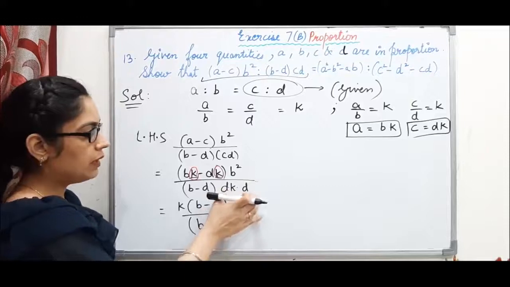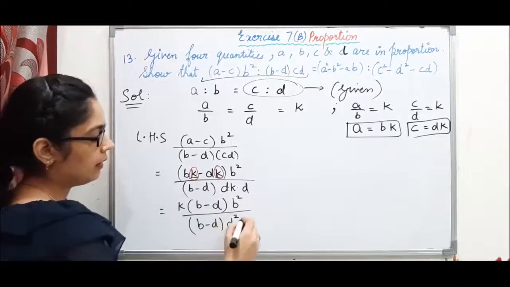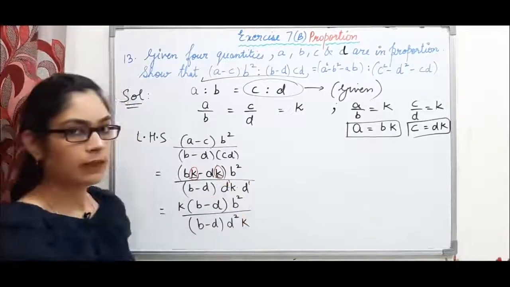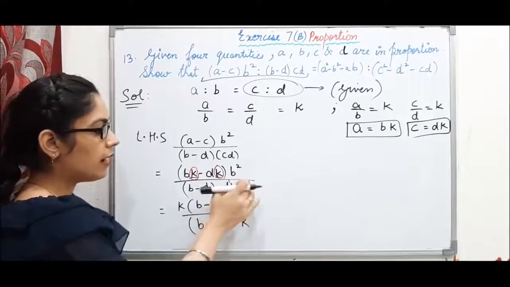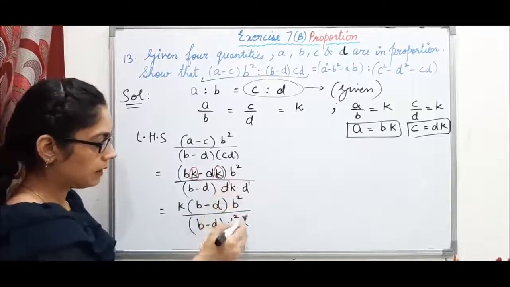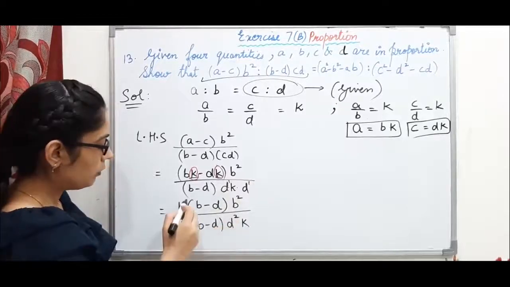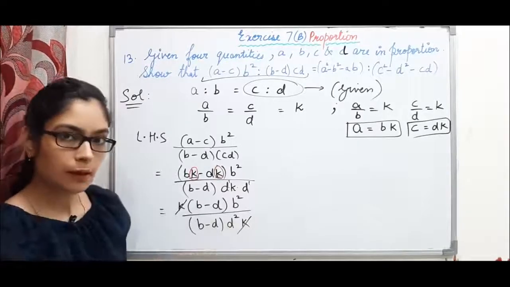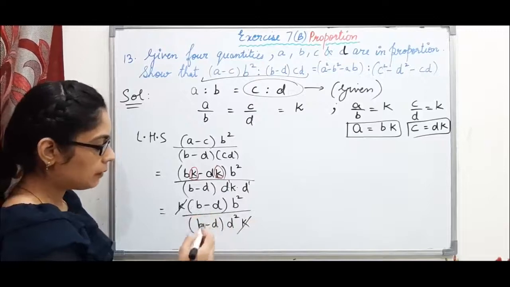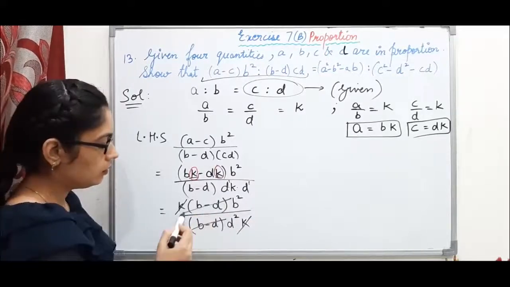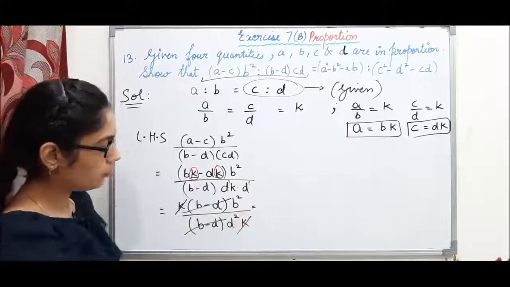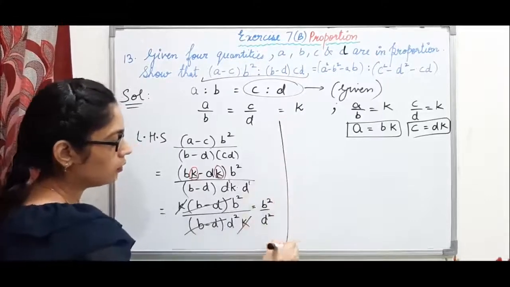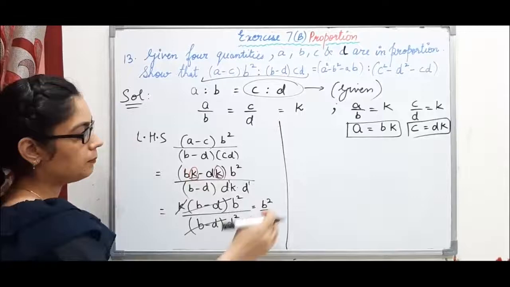So d into d will be d square and k, because we have learnt in exponents, if the bases are same and they are getting multiplied, we can just add the powers. So 1 plus 1 will be changed to 2. Now this k and this k will get cancelled because these are same terms and all the terms are getting multiplied. Same way b minus d and b minus d will also get cancelled. So after cancellation of all the terms, I am left with b square by d square. So left hand side on solving, I got b square by d square.